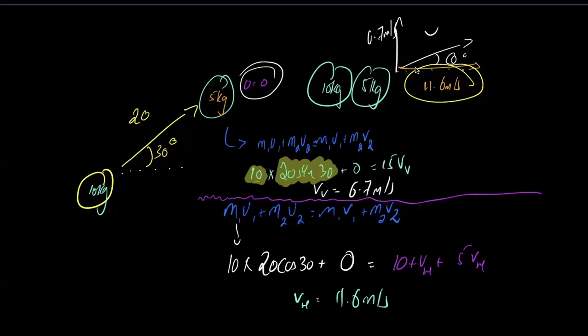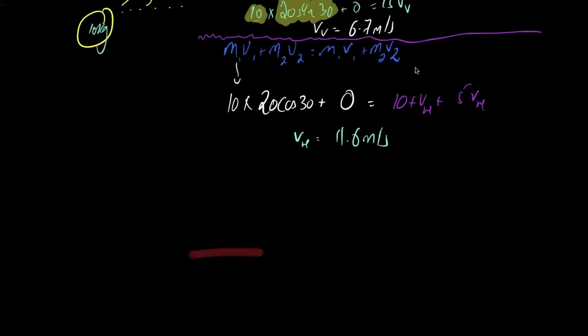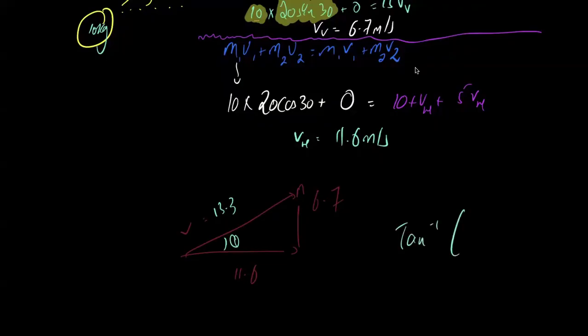Okay. So now we have our horizontal as 11.6. We have our vertical as 6.7. So what's my velocity, guys? Velocity क्या होगी? Pythagoras. 13.3. And what's going to be my theta? Tan inverse 6.7 over 11.6. 30 आंसर आ रहा है.